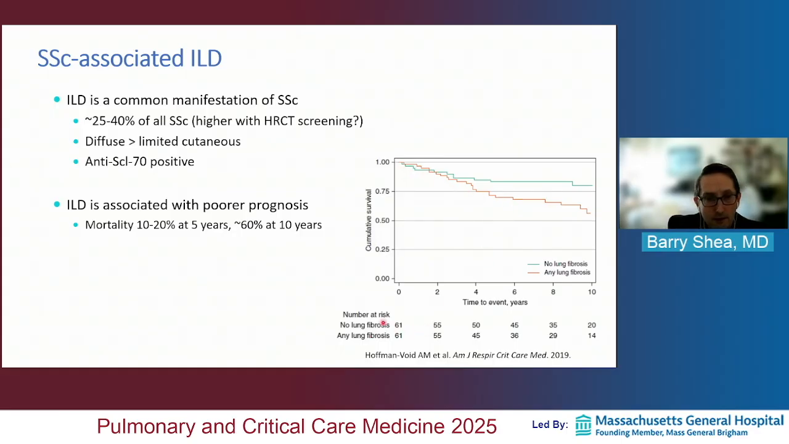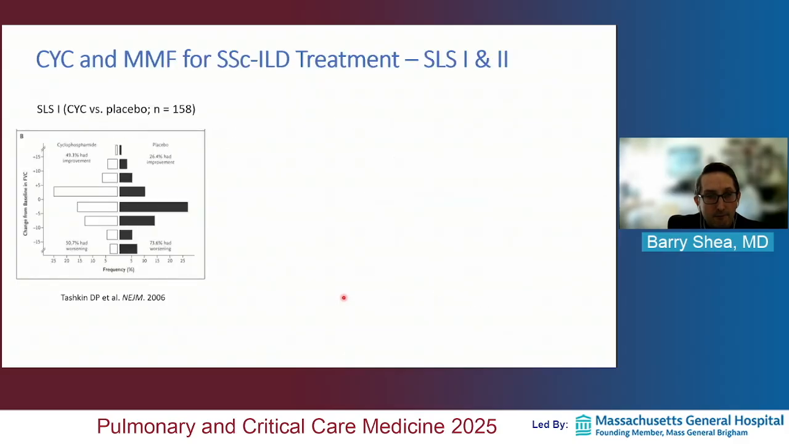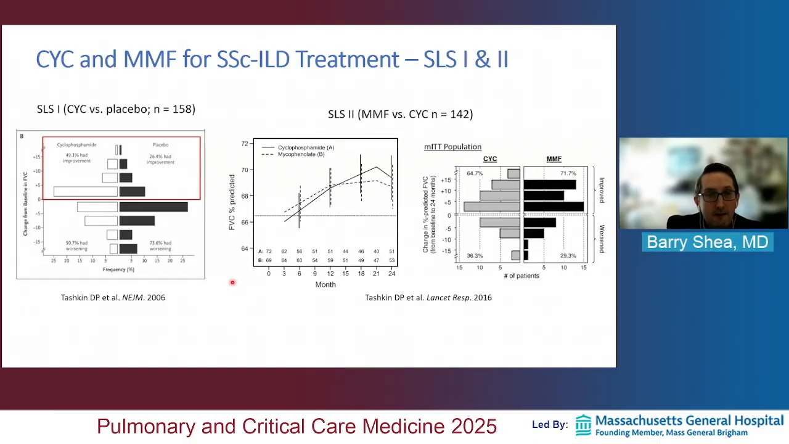So ILD is really, really important in scleroderma. For many years, the mainstay of treatment was cyclophosphamide. This is based on the SLS study that was published in the New England Journal almost 20 years ago now. This is a randomized controlled trial of cyclophosphamide versus placebo in scleroderma ILD. And what they found, although the treatment effect was modest, there were more patients treated with cyclophosphamide that had improvement in their lung function compared to placebo, about 50% versus about 25%. Again, the effects were modest, but it did seem to have a beneficial effect.